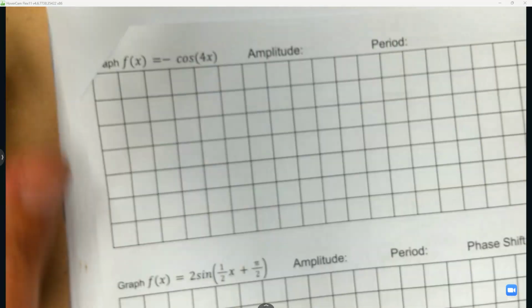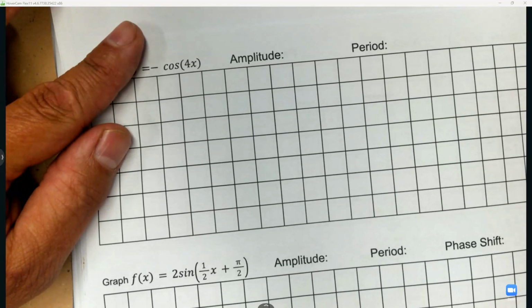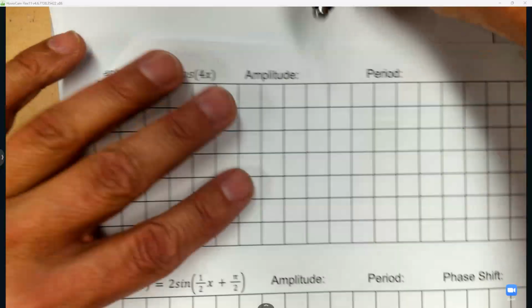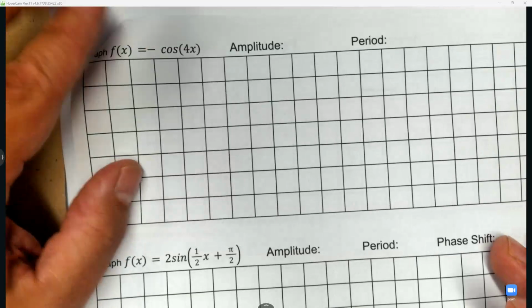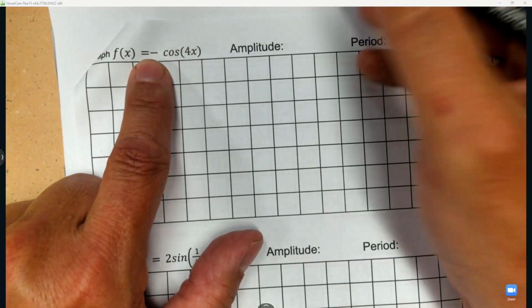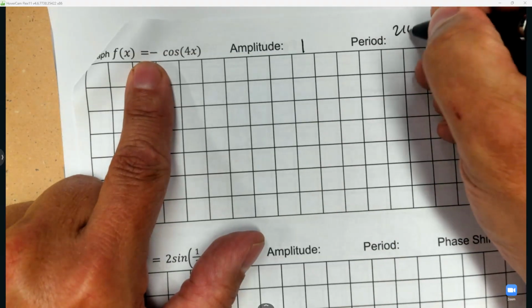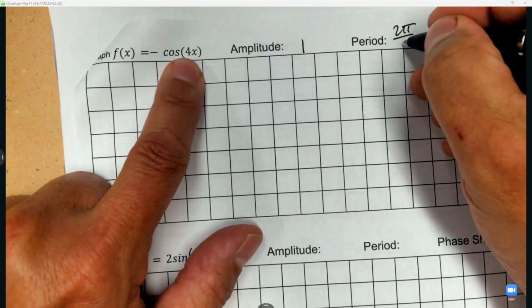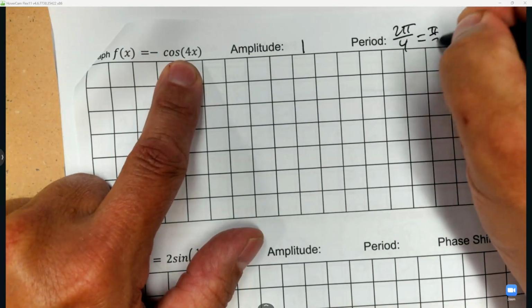All right, see if we can do some graphing. So I want to graph this. Notice the number in front multiplying is the amplitude. It's always a positive number. And then the period, we start with 2 pi and do the inverse. So that's pi over 2.